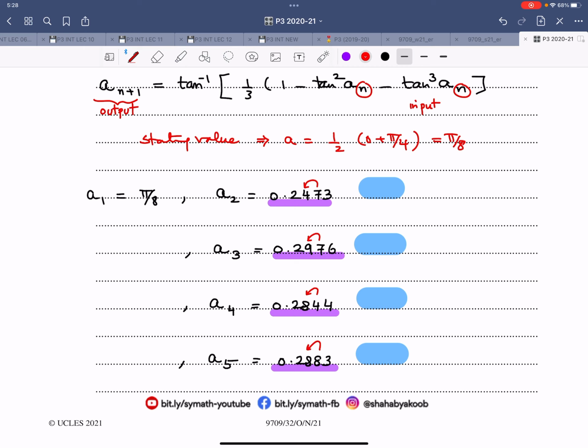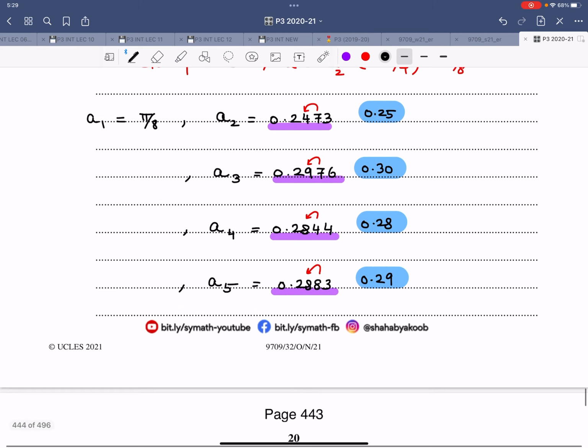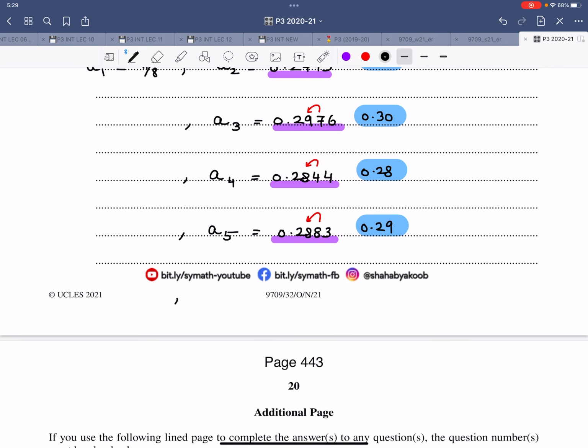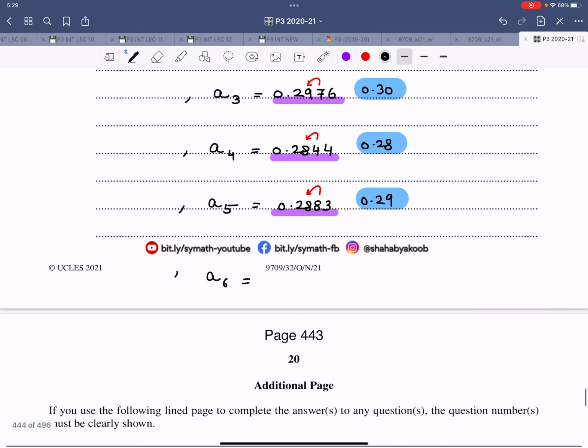This one rounds off to 0.25. This one rounds off to 0.30. This one rounds off to 0.28, and we thought that it's very, very close, but this one rounds off to 0.29. That means we are close, but we want to go a step further. So therefore, the next value, when you plug in 0.2883, that comes out to be 0.2872. So let me label it with a purple marker. This is the 4 decimal place, and then the 2 dp value in this scenario, because of the 7, this also comes out to be 0.29.